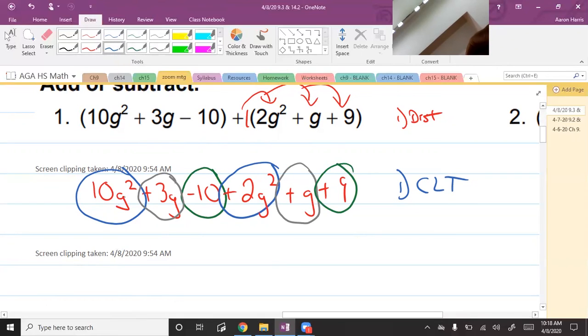So here we go. 10g squared plus a 2g squared is 12g squared. Okay. Then let's add up the grays because it's g. So 3g plus g. This is a coefficient of 1. So 3 plus 1 is what? 4. So I get 4g. Now let's do the greens. Negative 10 plus 9 is just negative 1. And done.